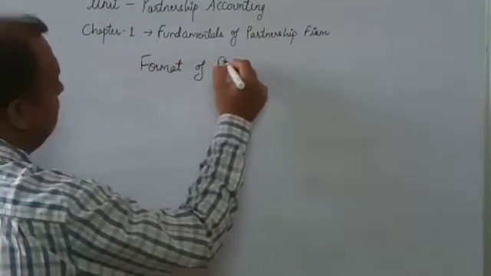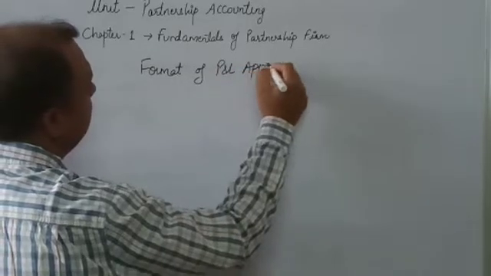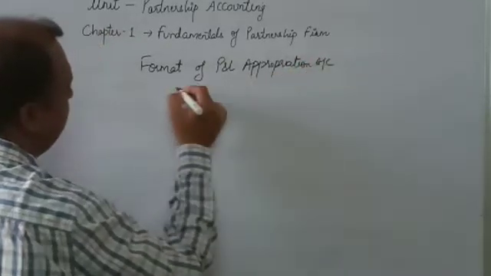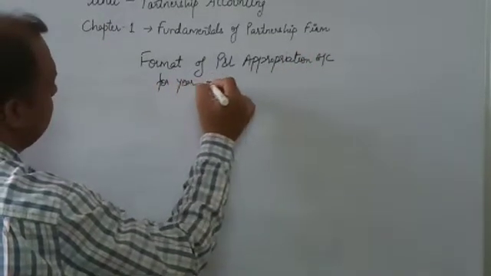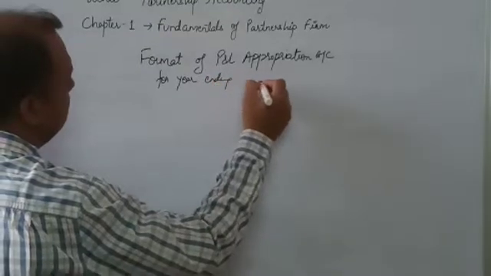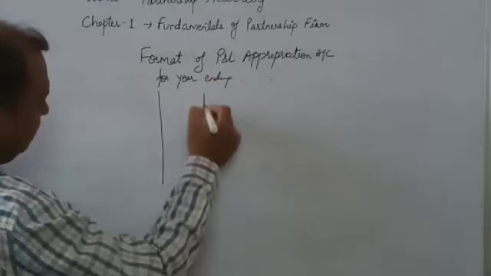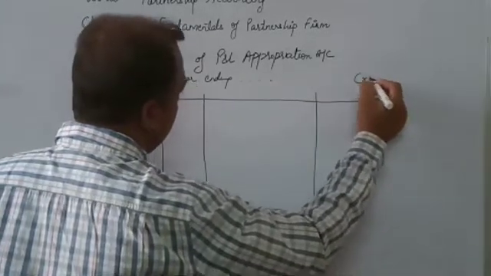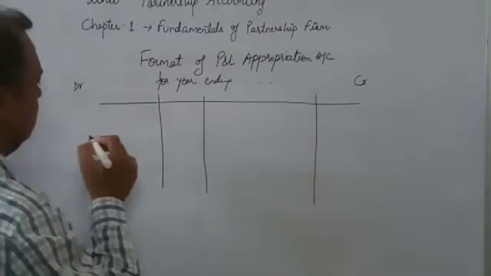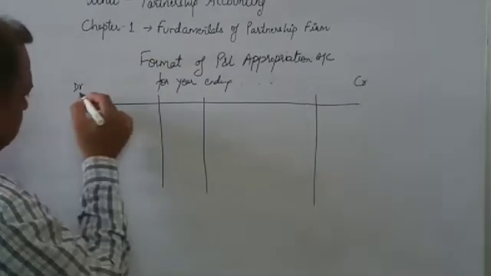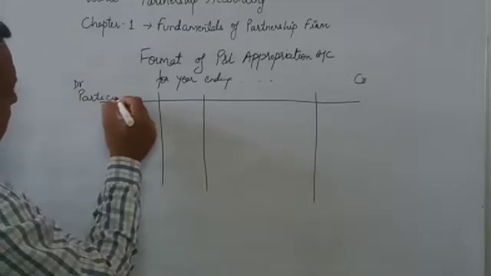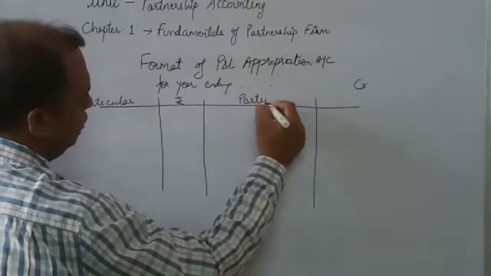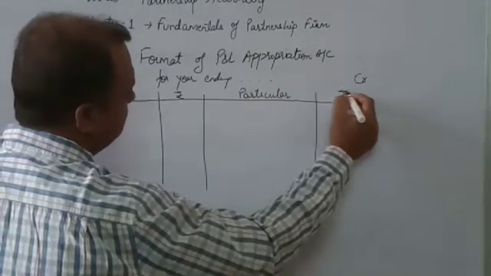Format of P&L appropriation account for the year ending dash dash dash. Whenever an account is maintained, it will have two columns, one the debit column and the other the credit column. On the left margin, this will be the column particulars, amount in rupees, again particulars, and amount in rupees.